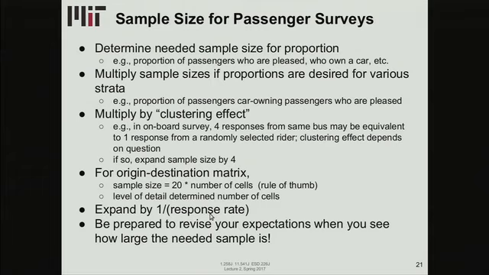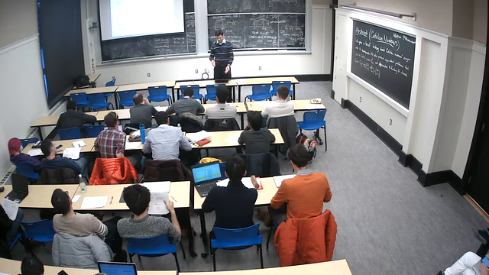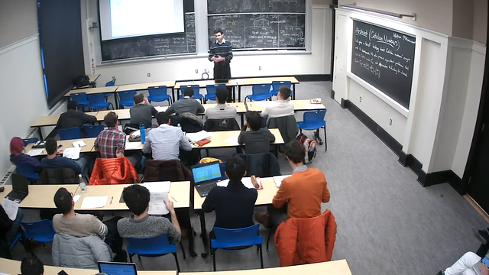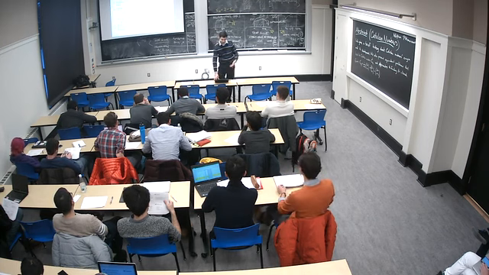If you have a response rate that is not 100%, which is always the case, then you have to expand by the reciprocal, sorry, 1 over that response rate. And then you get a very large number, and you say, I don't have the budget for that. You have to make trade-offs and figure out what you can do, and maybe you can't collect this combination and know it that accurately. So you revise your expectations.